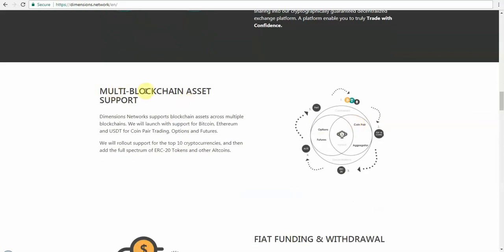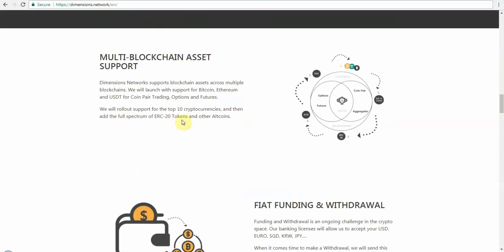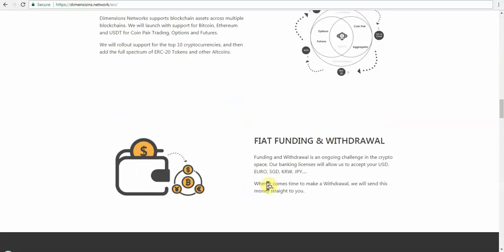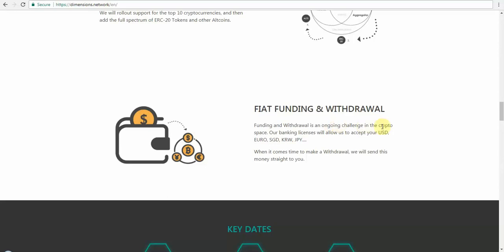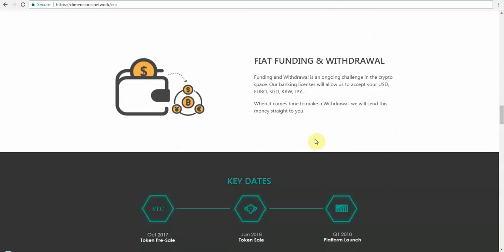The multi-blockchain asset support will not just support Bitcoin, Ethereum or USD Tether, but they plan to actually support the full spectrum of ERC20 tokens, which is very good. The funding and the withdrawal is an ongoing challenge, and once they have the banking licenses they will accept US dollars, euros, Singapore dollars, Japanese yen and so on and so forth.